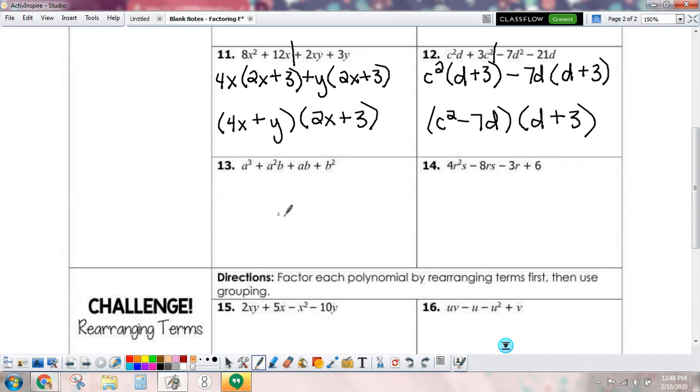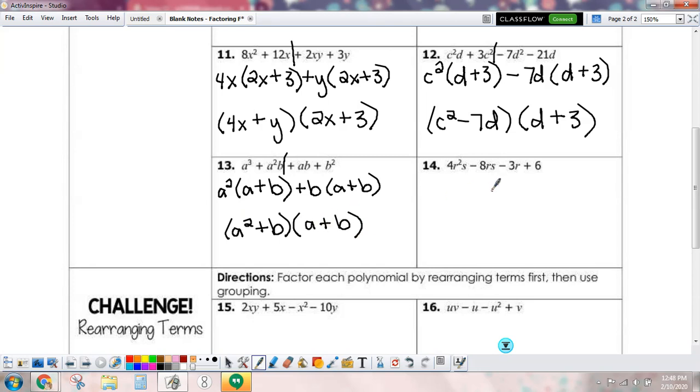All right, 13, same idea, split in half. Between a to the third and a squared b, my common factor is a squared. I'm left with a plus b. And then I have ab plus b squared. My common factor here is b, and I'm left with a plus b. So then I have a squared plus b, and then a plus b.